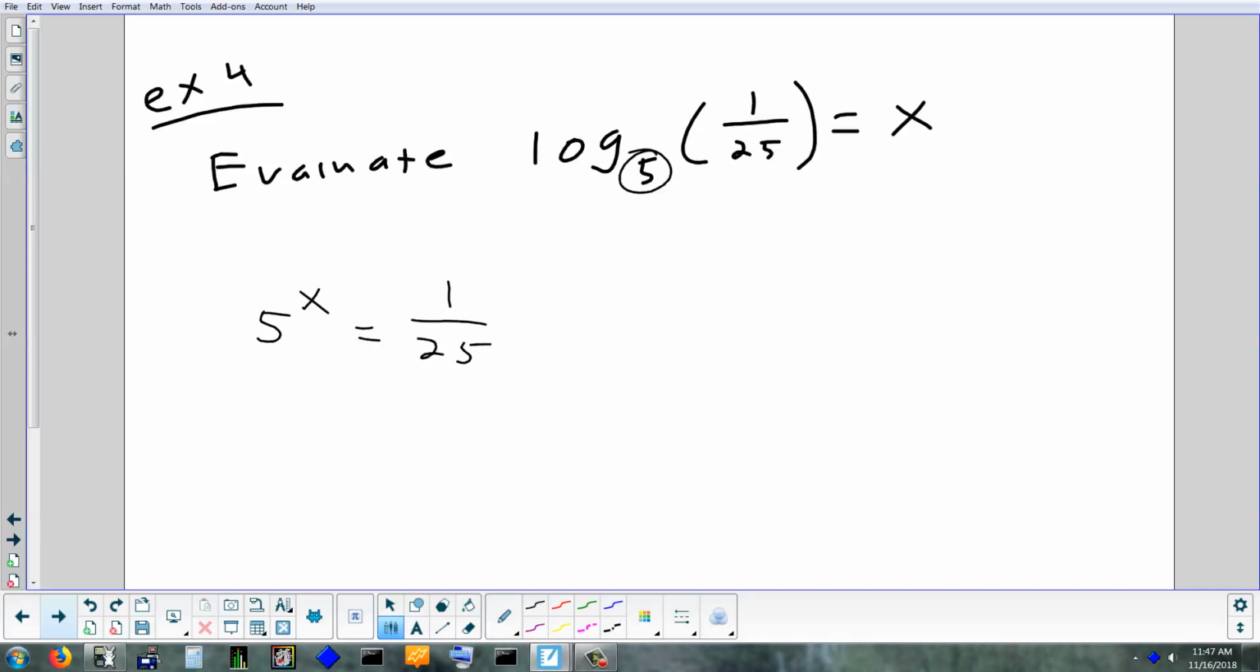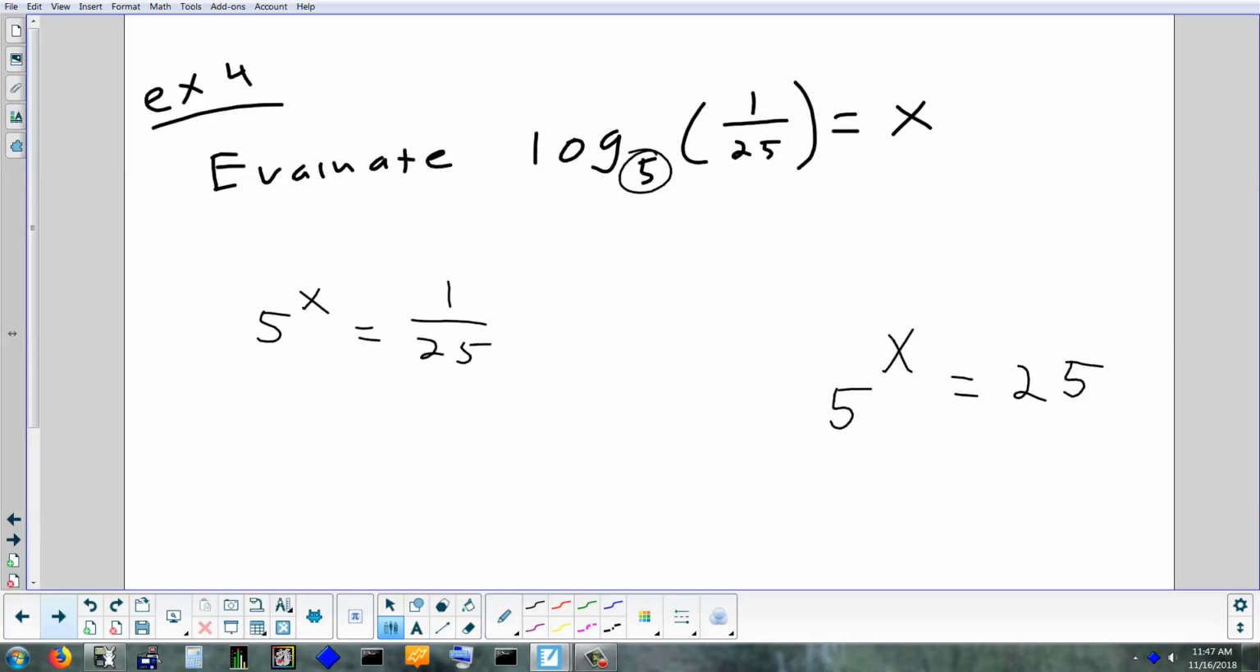Now, from this part, we got to do this in our head. If you're not sure what that would be, look at that problem. It's almost the same thing. 5 to what power would be 25? To the squared, yeah, to the second power.